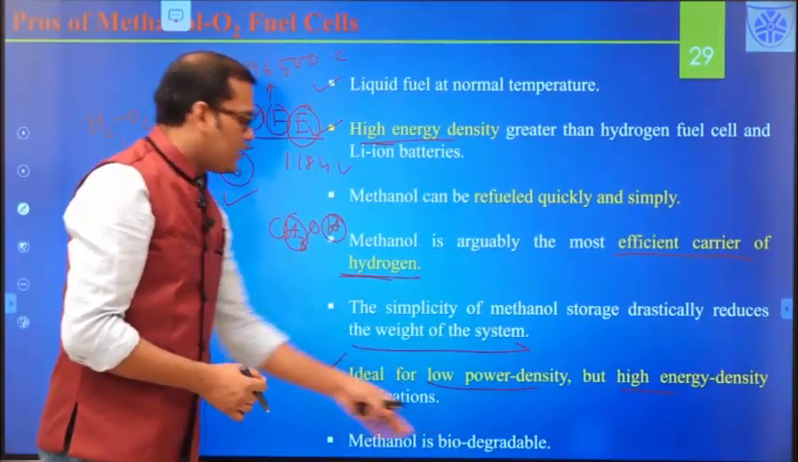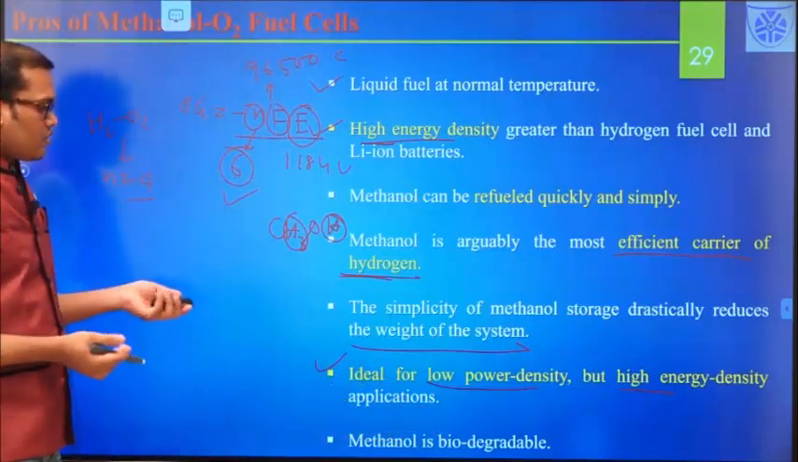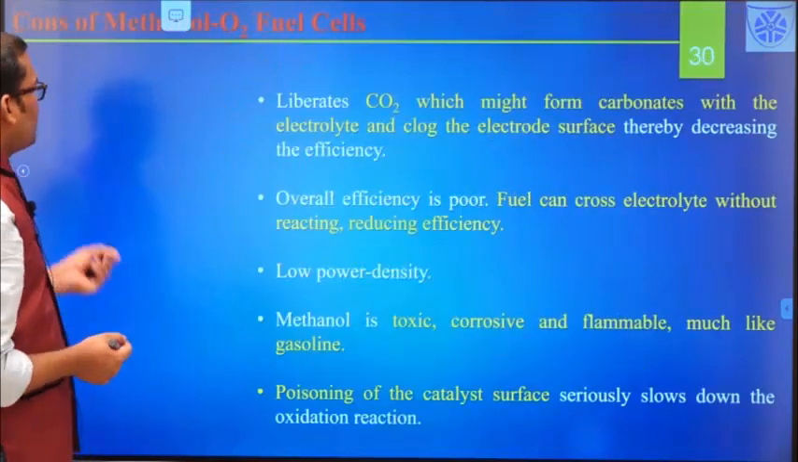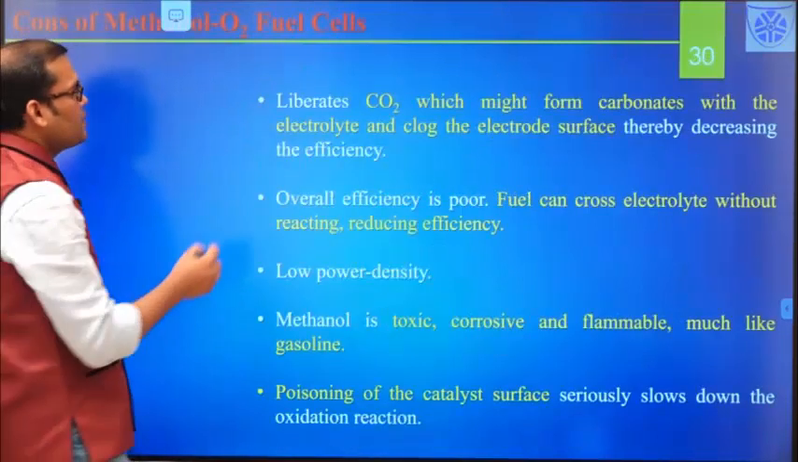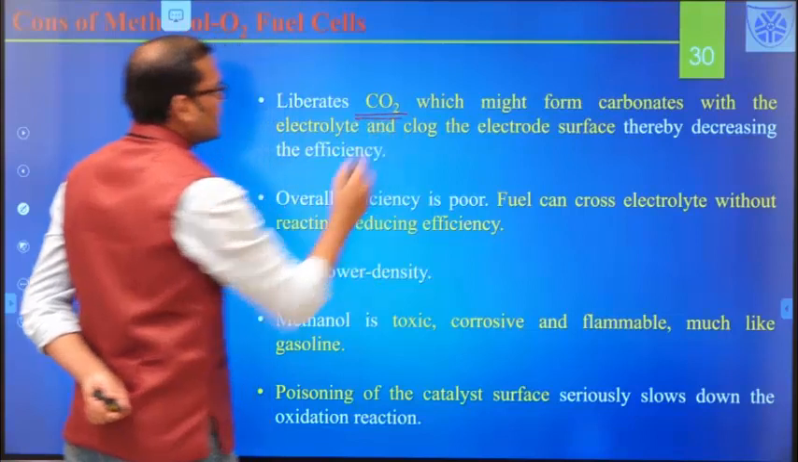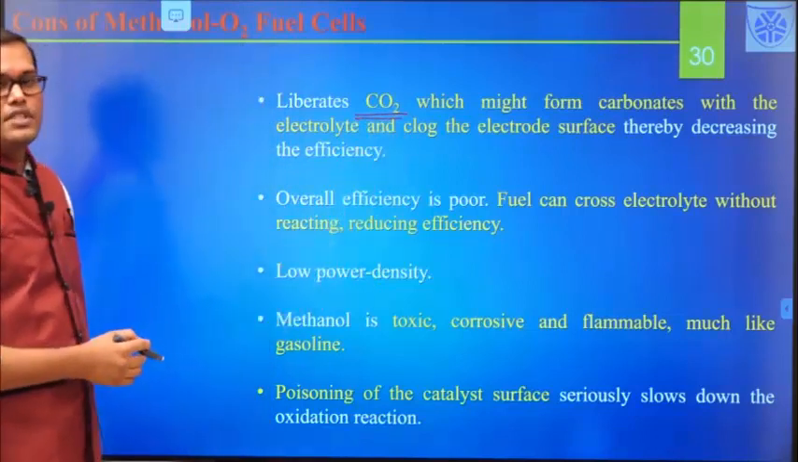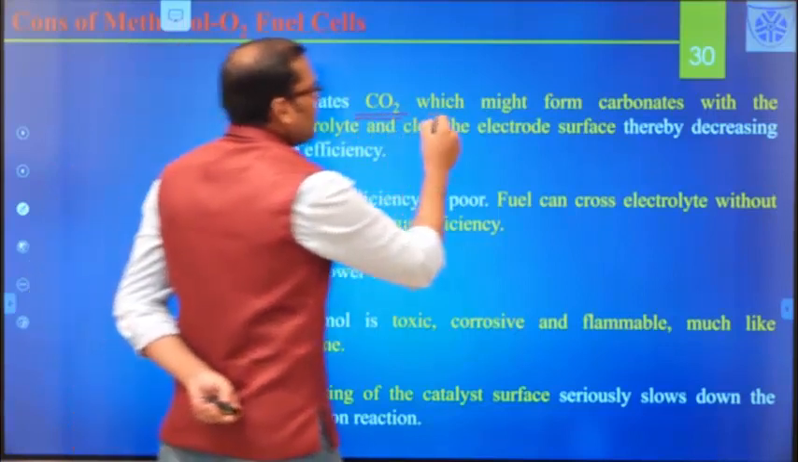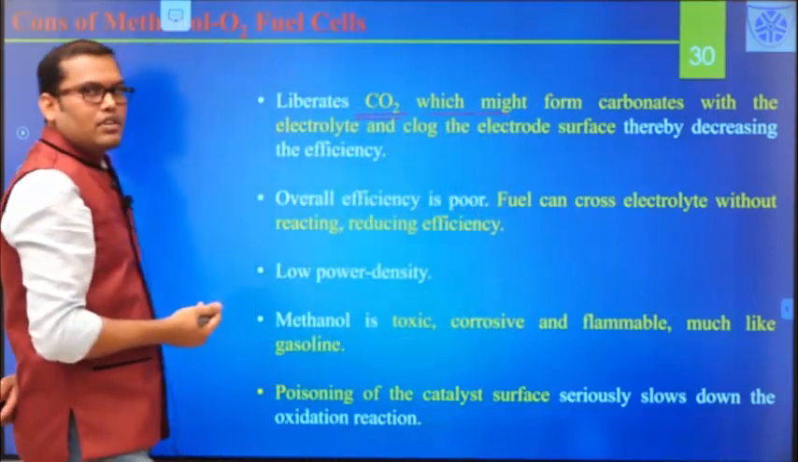And methanol is also biodegradable, so it does not pollute anything. Some of the disadvantages are also there. One of the biggest disadvantages is that it liberates carbon dioxide. That means it has carbon emission. Along with the water, it liberates carbon dioxide, which pollutes the environment, in one sense you can say.